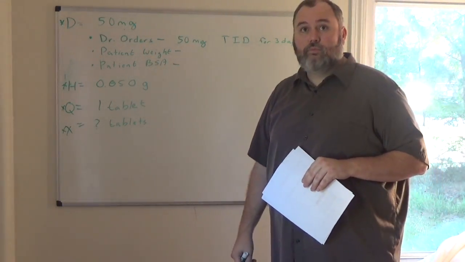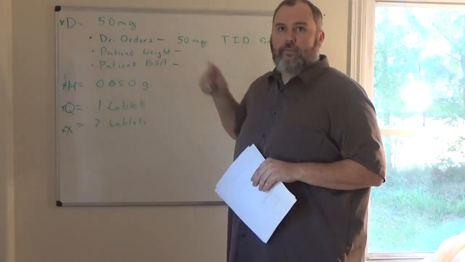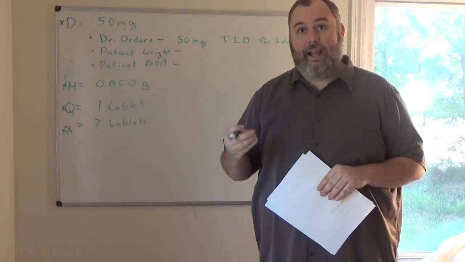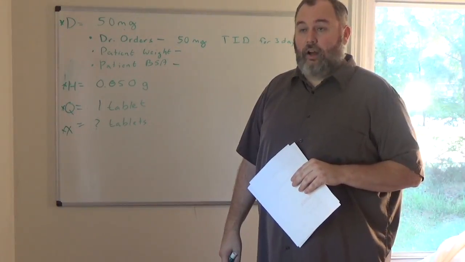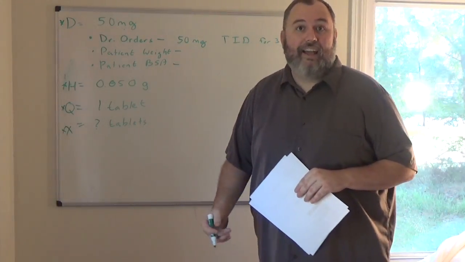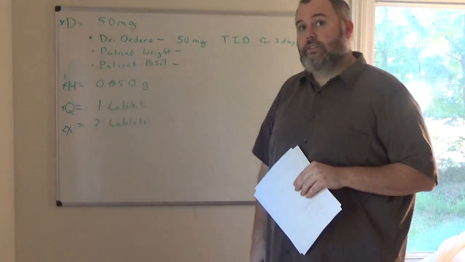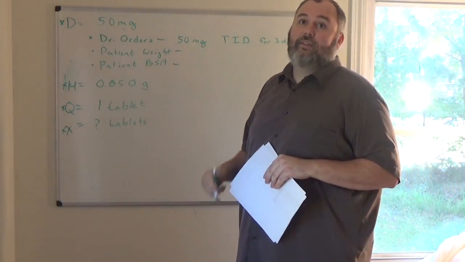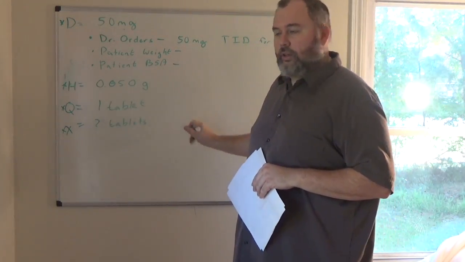Alright, so let's look at what we've got. Our D and our H. D is in milligrams, but my H is in grams. We have a problem. We're going to have to do some conversions because these two will not work. Let's take a look at Q and X. They're both in tablets, so that's fine. However, we are going to have to convert one of these. It really doesn't matter which one you convert. You can either convert this one or this one. I'm going to convert this, and I'm going to do some scratch work over here.